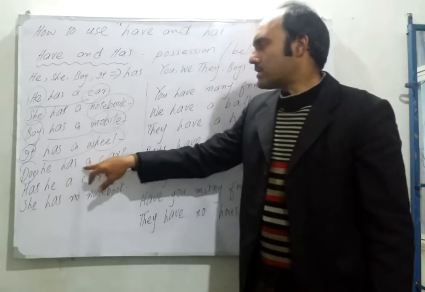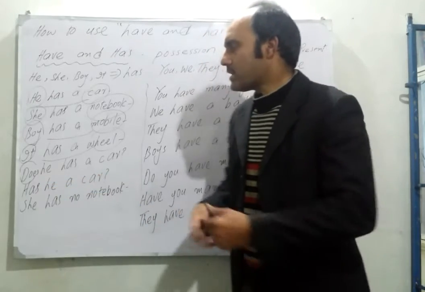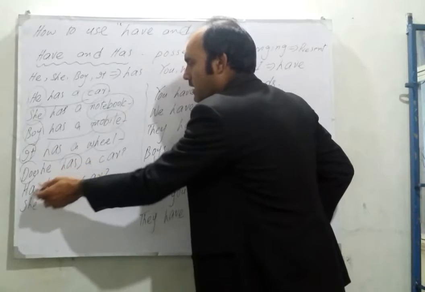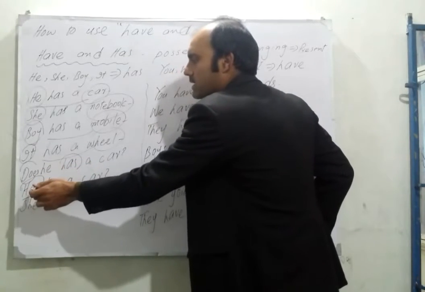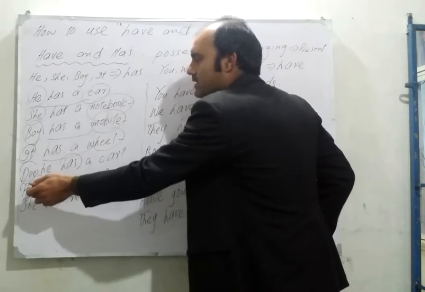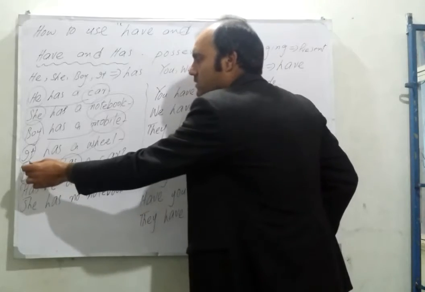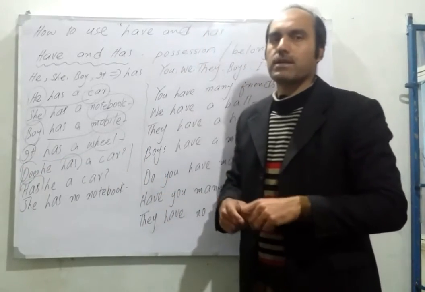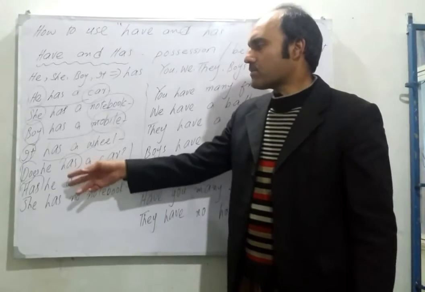Does he has a car? So this is the first way. The second way is just bring has. As you can see here, I've used has at the beginning. So this is the second way. Has he a car? So these two sentences are correct. These are 100% correct. This is up to you which one you like, so you can use. But these are two rules.